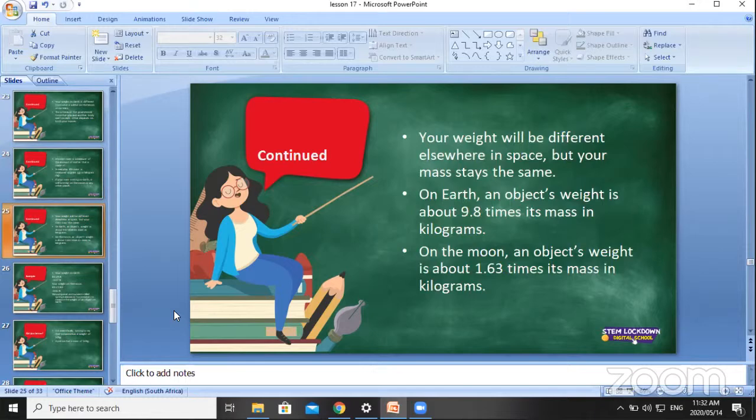On Earth, an object's weight is about 9.8 times its mass in kilograms. On the moon, an object's weight is about 1.63 times its mass in kilograms. So you can already see that if you weigh more on Earth, you will weigh less on the moon.